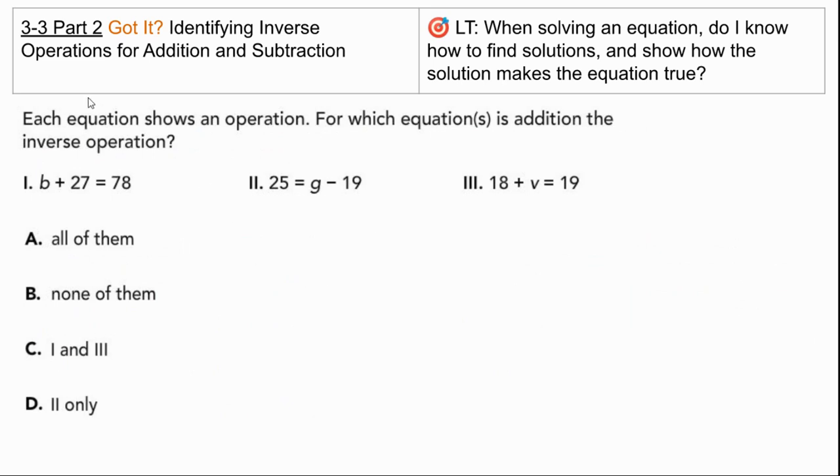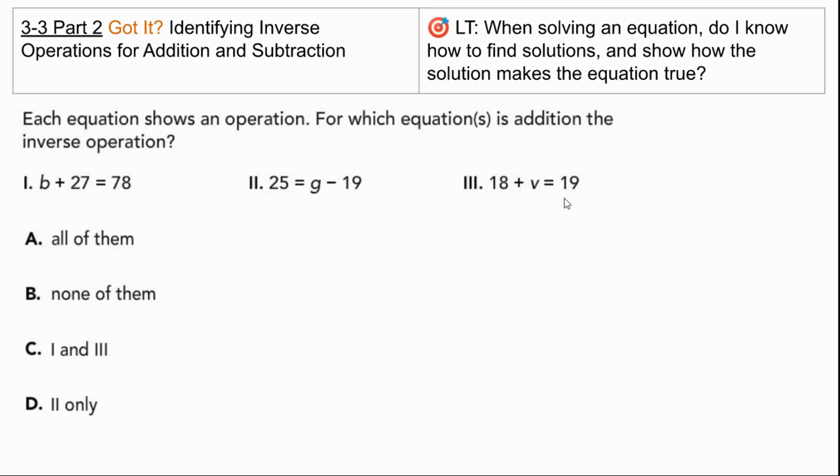Let's look at our Got It. Each equation shows an operation. For which equations is the addition the inverse operation? 1, b plus 27 equals 78. 2, 25 equals g minus 19. 3, 18 plus v equals 19.